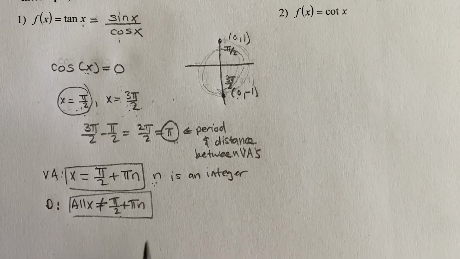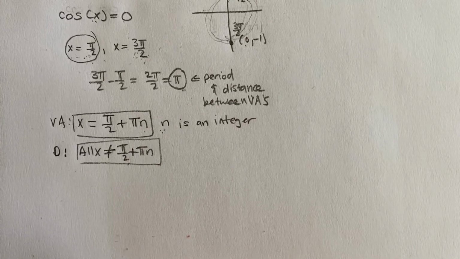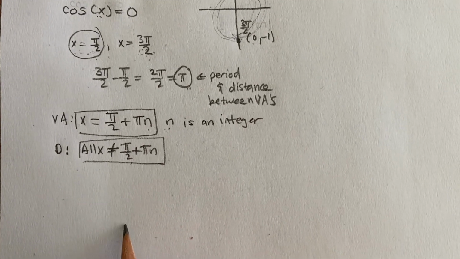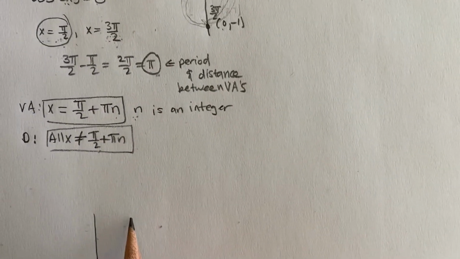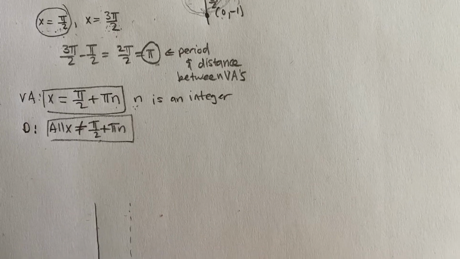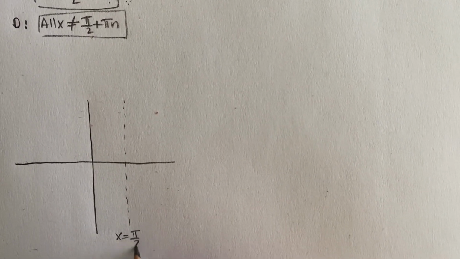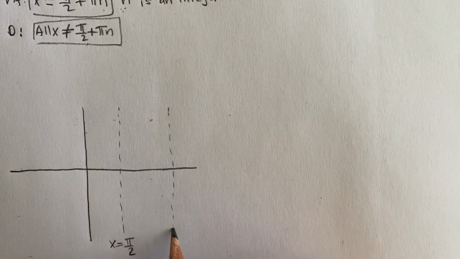All right, so I only have some VAs right now. And let's graph two periods of this. So we have pi over 2 and 3 pi over 2. I'm going to put it somewhere over here. x is equal to pi over 2, and x is equal to 3 pi over 2.